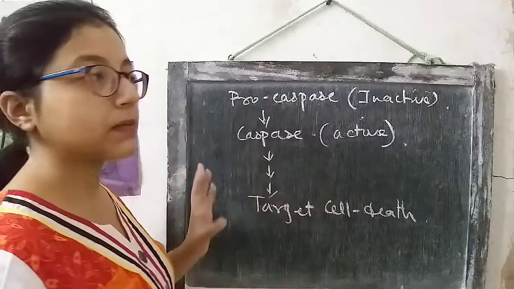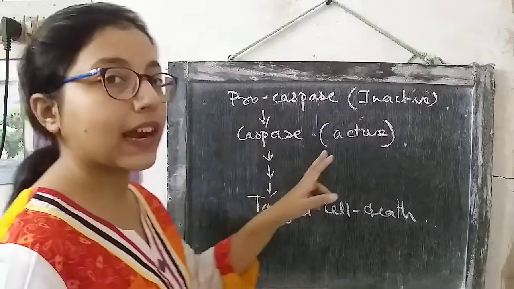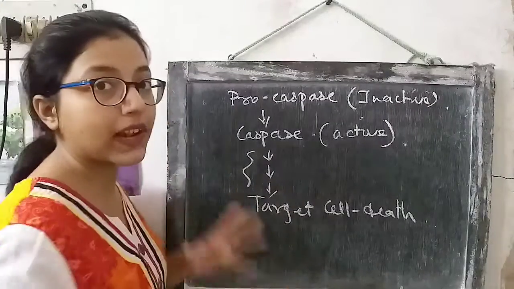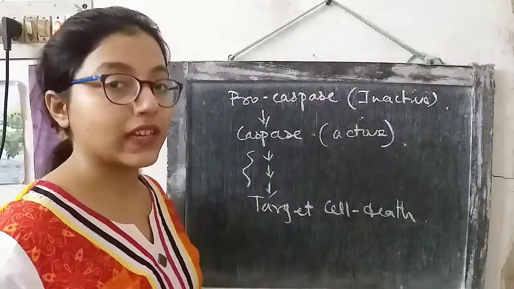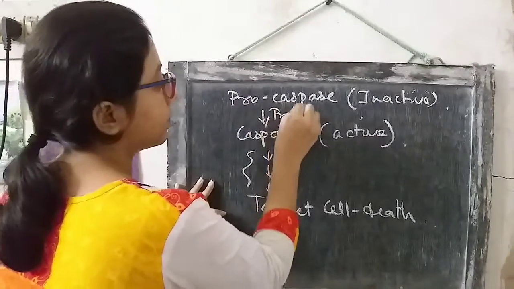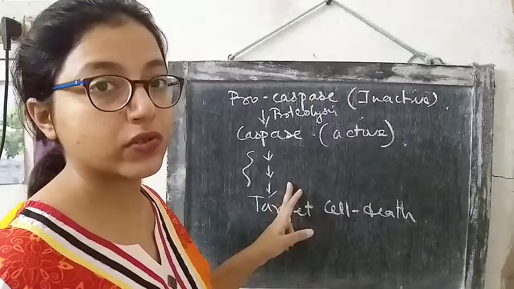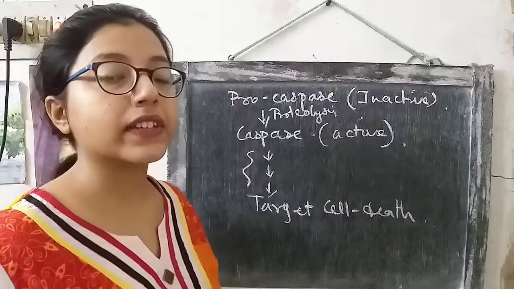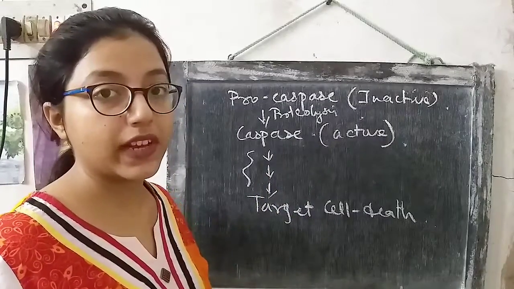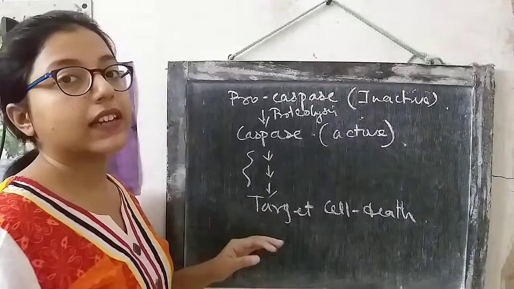So the apoptosis pathway begins with the conversion of procaspase into caspase, which is the active form, and the following reactions happen. What happens in these reactions? The main thing that happens is proteolysis. The procaspase is converted into caspase by proteolysis, and the same thing happens in these reactions also. Various proteins are activated by the proteolytic event. These caspases will activate other caspases by proteolysis. Various proteins will be activated by proteolysis, and the end result of all this is target cell death.